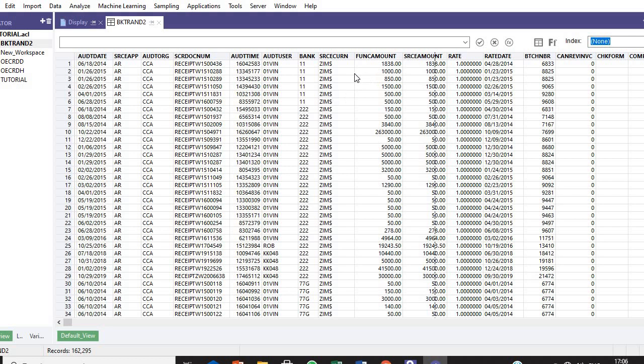Now I want to check if we do have United States dollar transactions where the functional currency and the source currency amount, if there is such a transaction where these two are the same, it means they applied an exchange rate of 1, which is not correct.